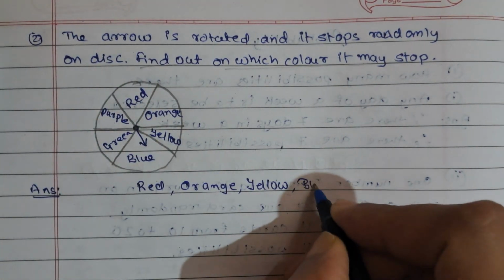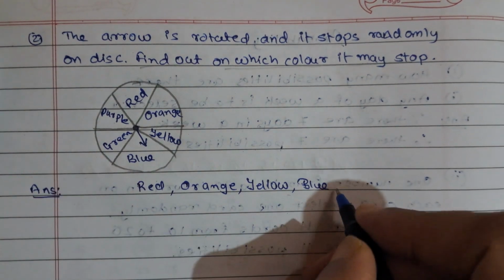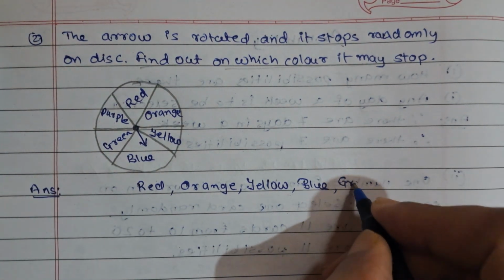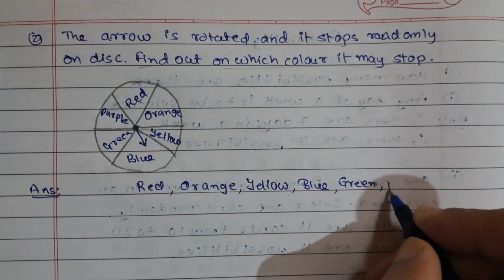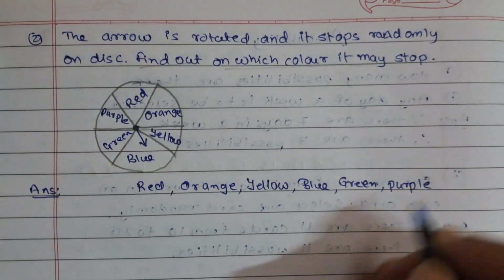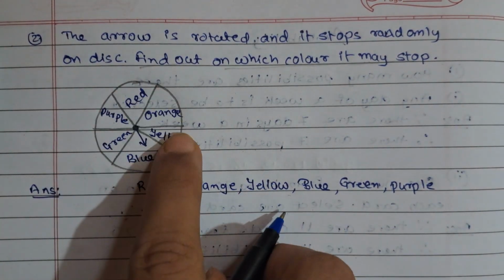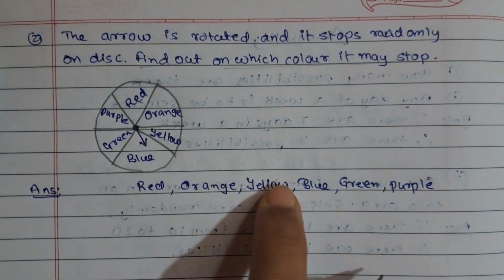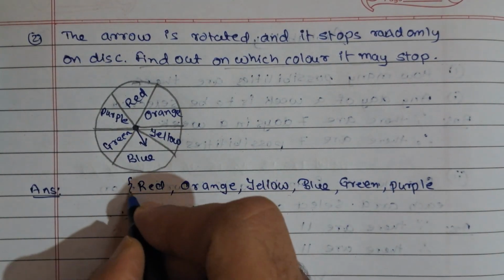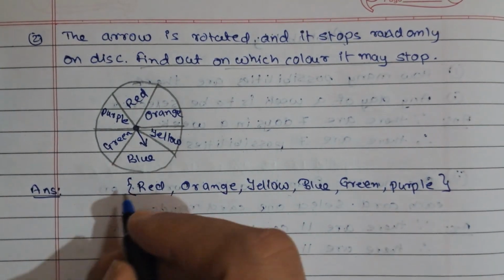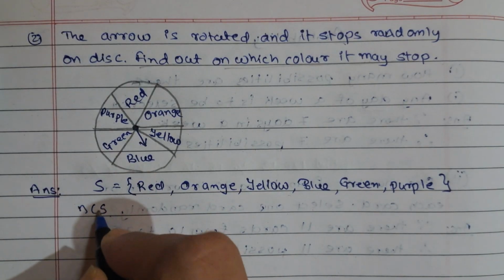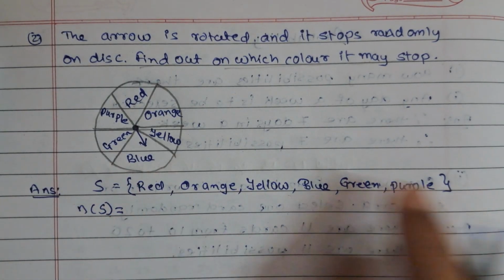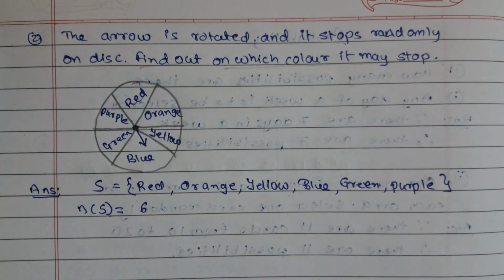Blue, what else? Green, purple. Are we left out with anything? 1, 2, 3, 4, 5, 6. I have covered all the colors. I will put it inside a bracket and name it S. If I ask how many colors are there, there are 6 colors, isn't it? So I will say n of S is 6.